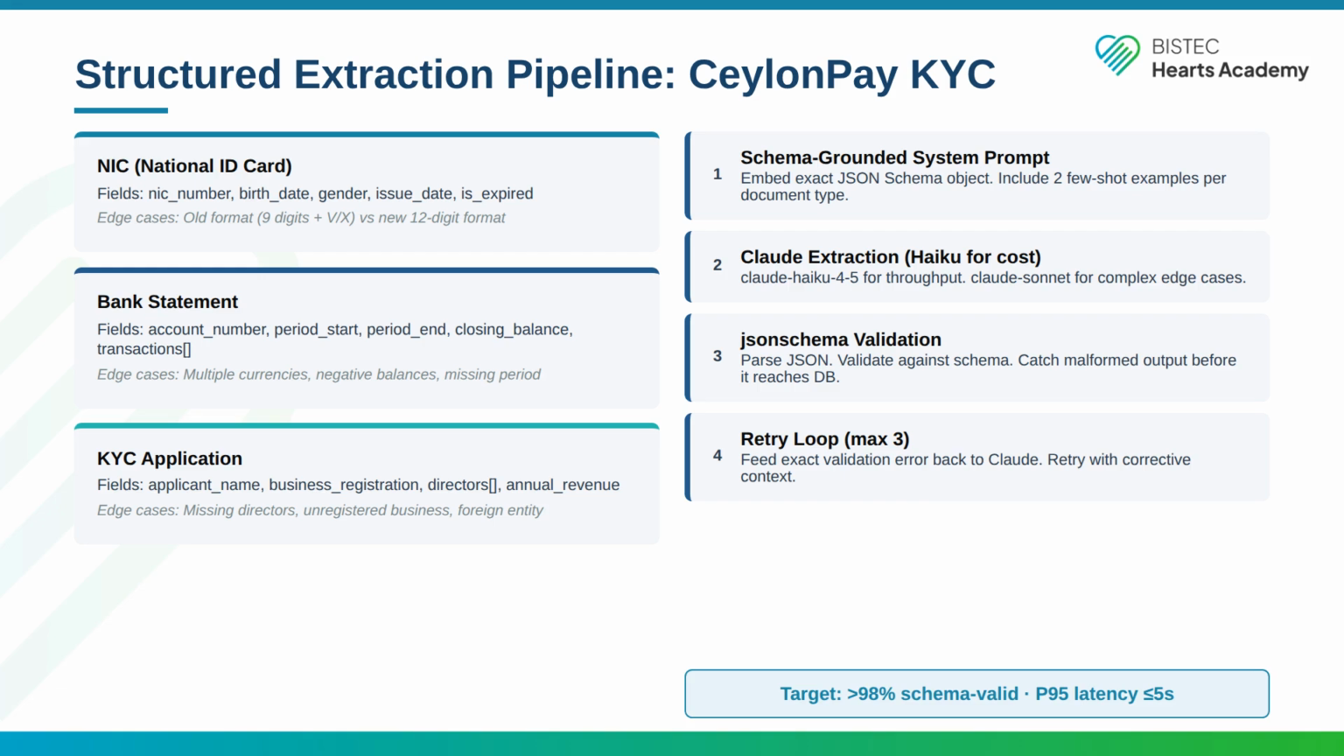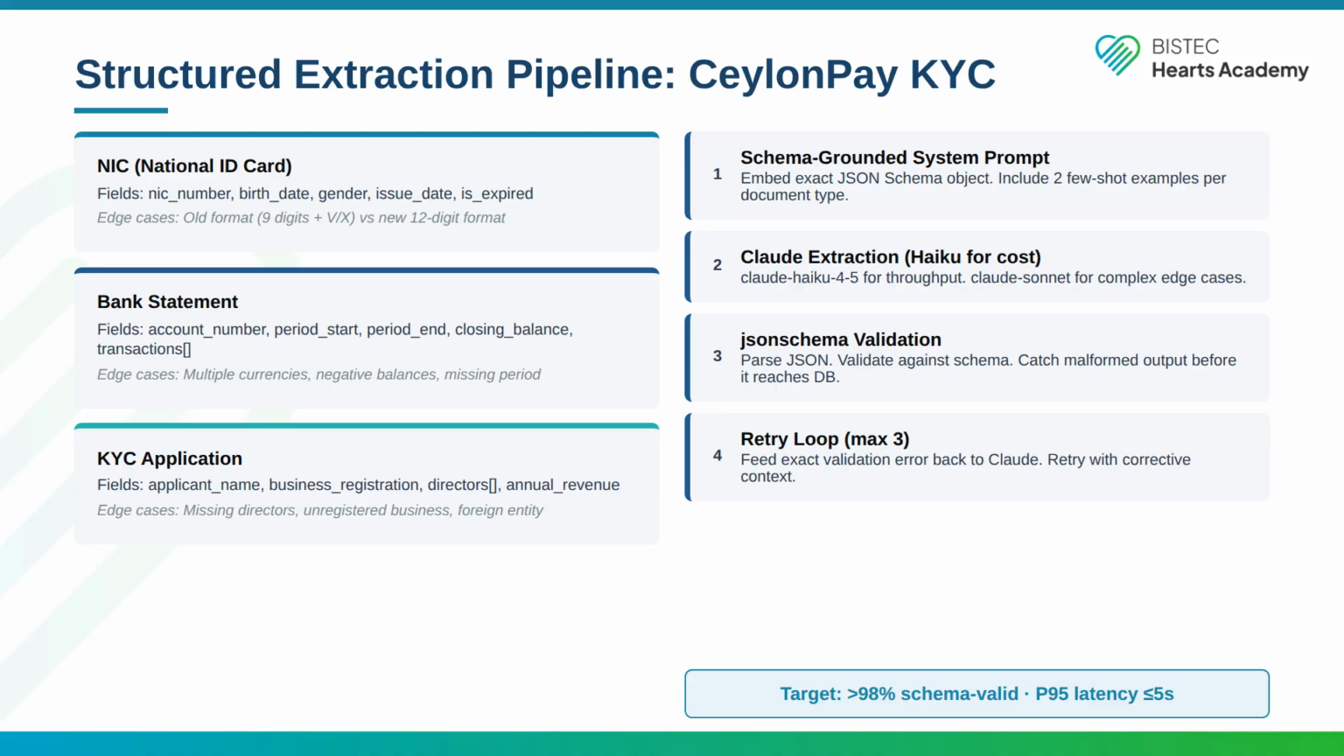Old format NICs are 9 digits, followed by V or X, while new format NICs are 12 digits. The NIC number itself encodes the birth date and gender. For new format NICs, digits 3 through 5 represent the day of the year, with values above 500 indicating female. Your few-shot examples must cover both formats.